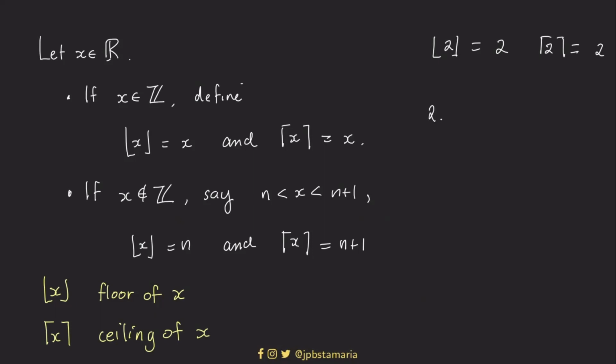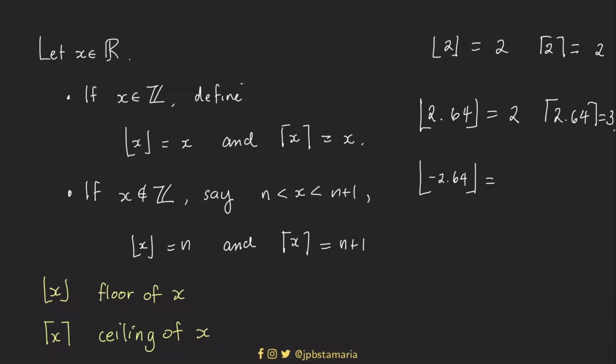Halimbawa, 2.64. Anong floor nito? 2 pa rin. Pero ang ceiling ng 2.64 ay ano? 3. Very good, 3. How about the floor of negative 2.64? Negative 2.